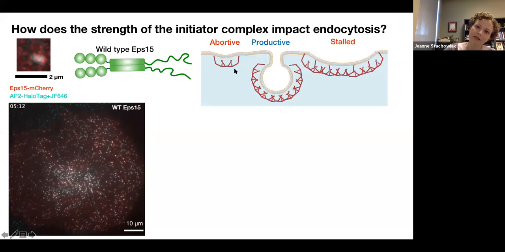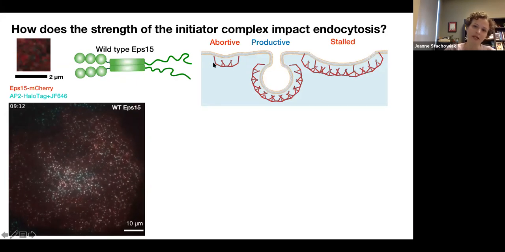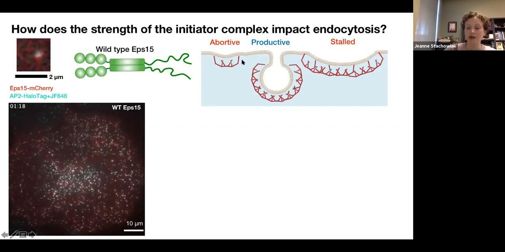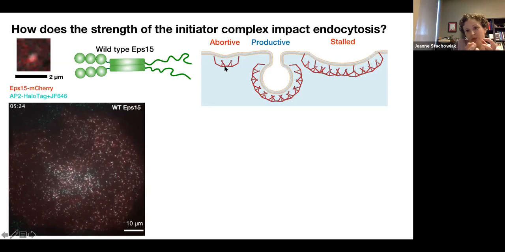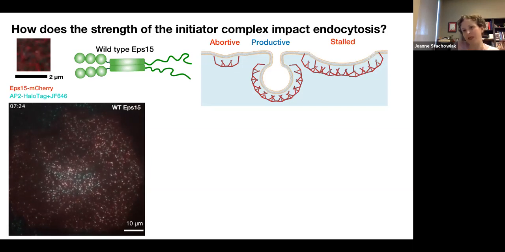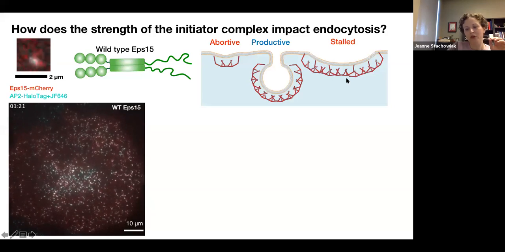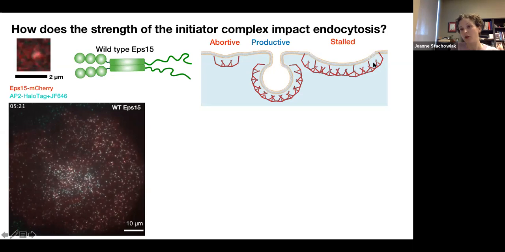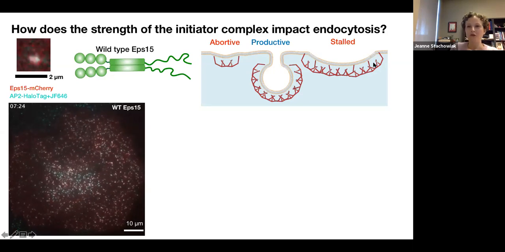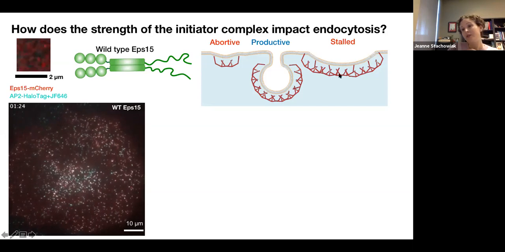So some pits are there at the plasma membrane so briefly, usually under 20 seconds, that it's been shown they don't actually capture any cargo and they never form a vesicle. They're just stochastic assemblies of adapters and clathrin that then disassemble. And then at the other extreme, clathrin-coated structures that stay at the membrane for more than about 3 minutes. If you follow them, you'll find out they'll stay there for tens of minutes. And these are what we call stalled structures.